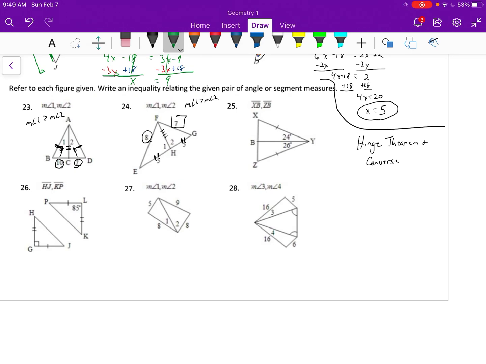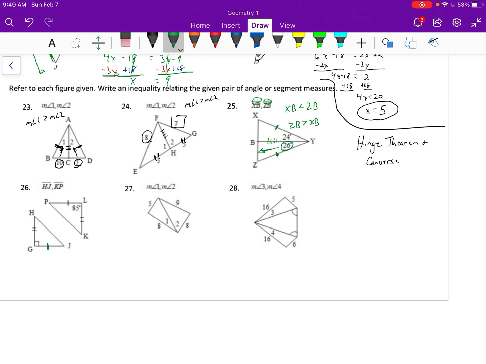Number 25. This time we have a side congruent to a side and another side congruent to itself. But now we have the angles. Obviously 26 is greater than 24, so ZB is the bigger one. So we would want to write a less than sign here. So XB is less than ZB. Suppose you also could have written ZB is greater than XB. And notice I didn't put the segments on top because I'm talking about measures. You don't put segments when you're talking about measures.